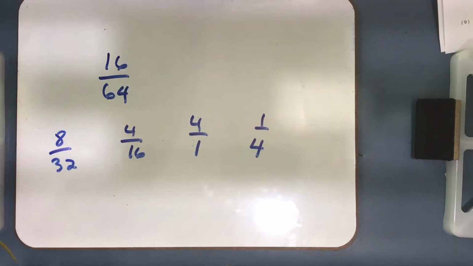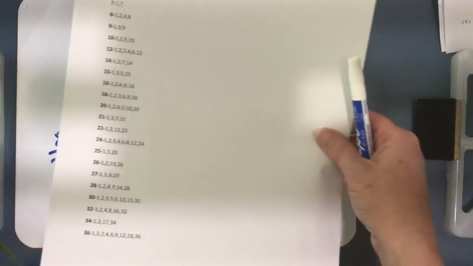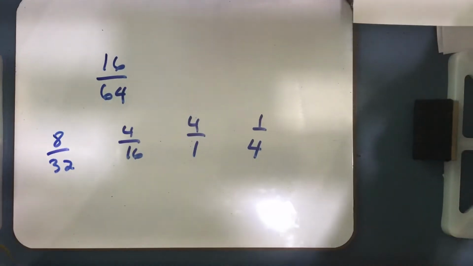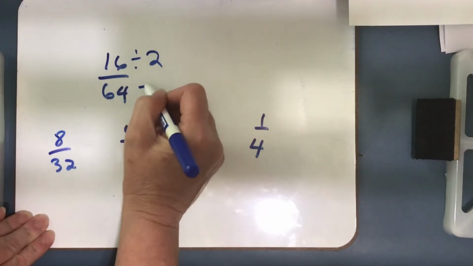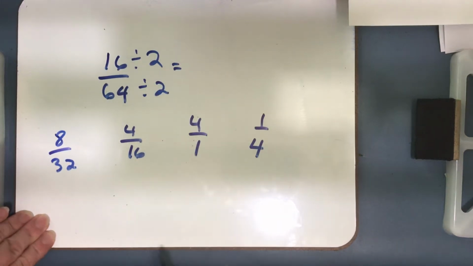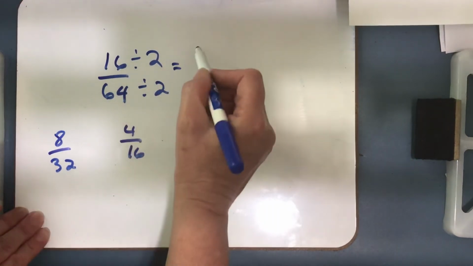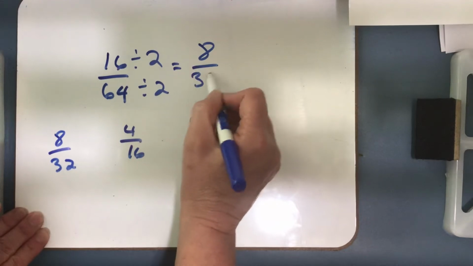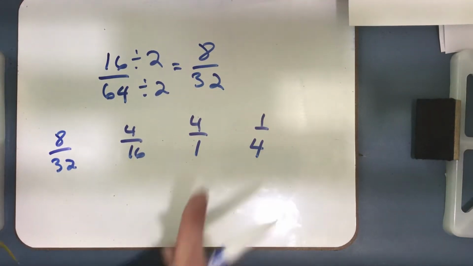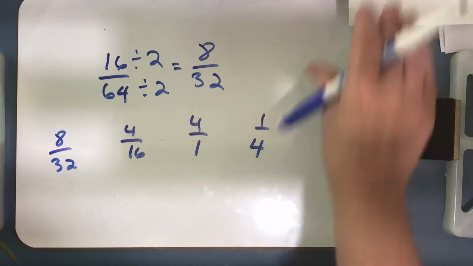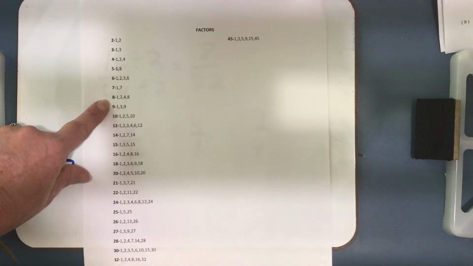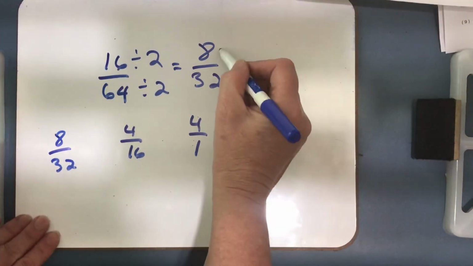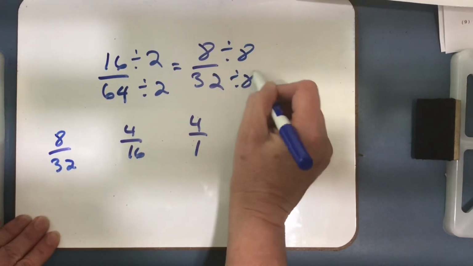Well, if I look on my factor sheet, I don't have 64 on there. So I'm going to start just knowing that 16 and 64 are both even. So I'm going to divide them both by 2, because that's a common factor. It's not the greatest common factor, but it is a common factor. So that would be 8/32, which is a choice. But that is not simplest form, because if I look on my factor sheet, I can see that for 8 and 32, the greatest common factor is 8. So I can now divide numerator and denominator by 8.